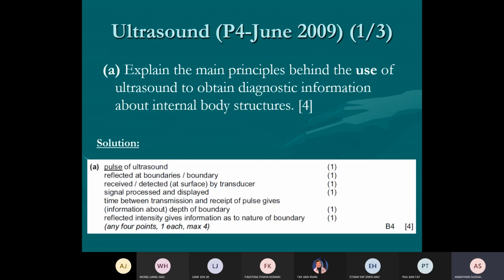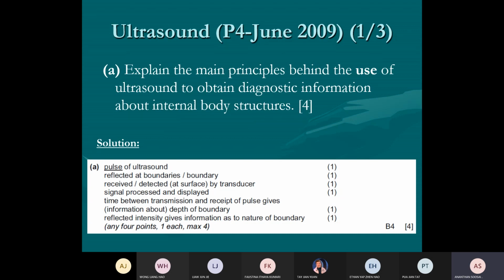That's all about ultrasound. I think it's a long story I told you just now, but remember, it can come out as a 6-mark question: explain the principle behind the use of ultrasound. Actually, you need to memorize this. These are the 6 points you have to memorize: the principle behind ultrasound to obtain diagnostic information, how the ultrasound produces the image. This is 6 marks, so you have to remember.